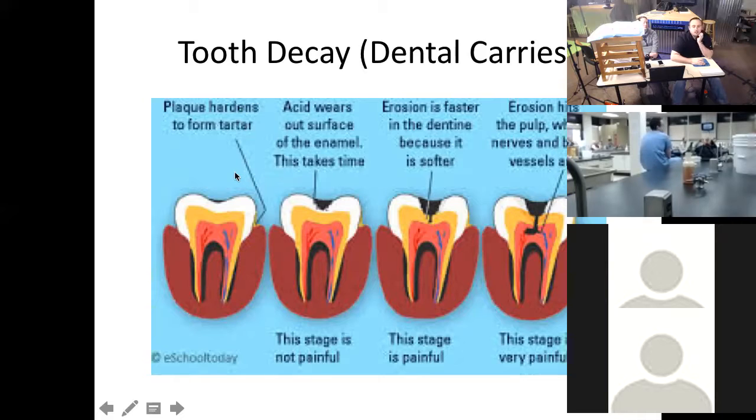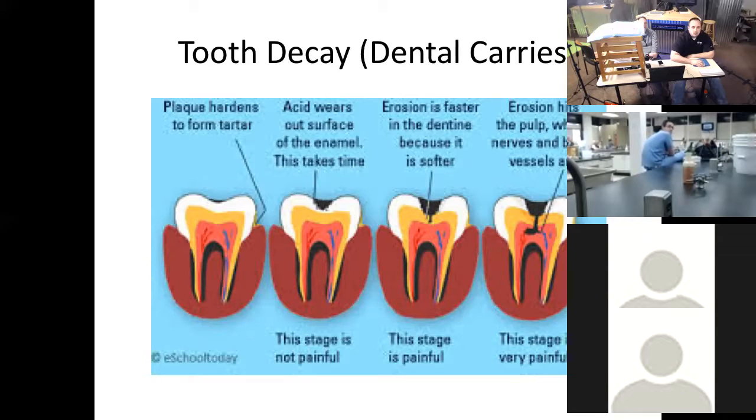Now, this tartar and the bacteria and sugars within it form acids which erode through the enamel, like shown in the second picture here. This takes a long time to truly erode through the enamel, and it's typically not painful because there's no nerve fibers within the enamel, so most people are kind of unaware that they have this tooth decay.